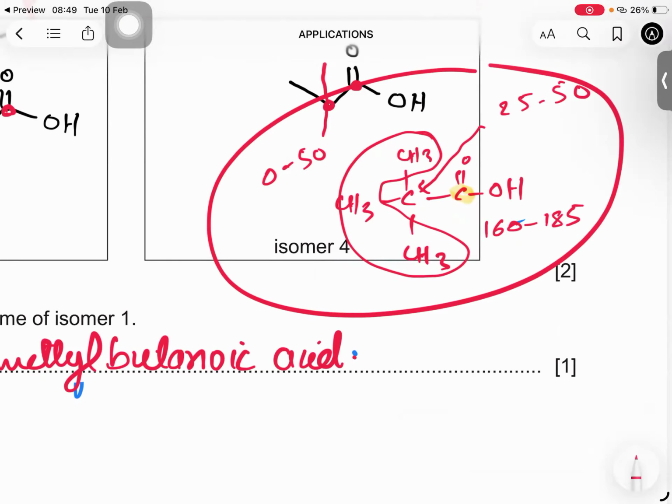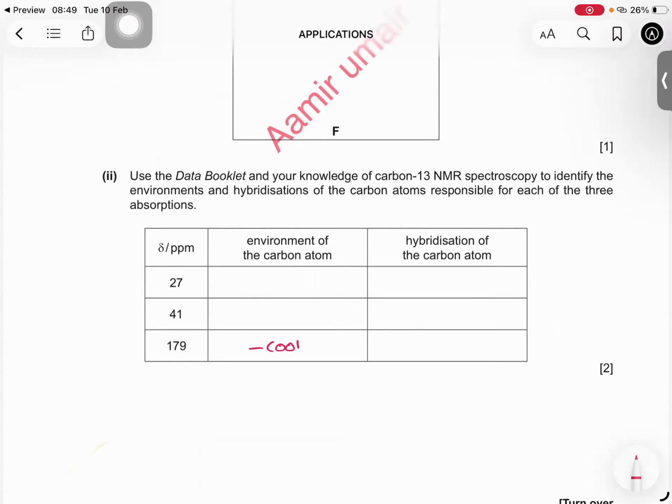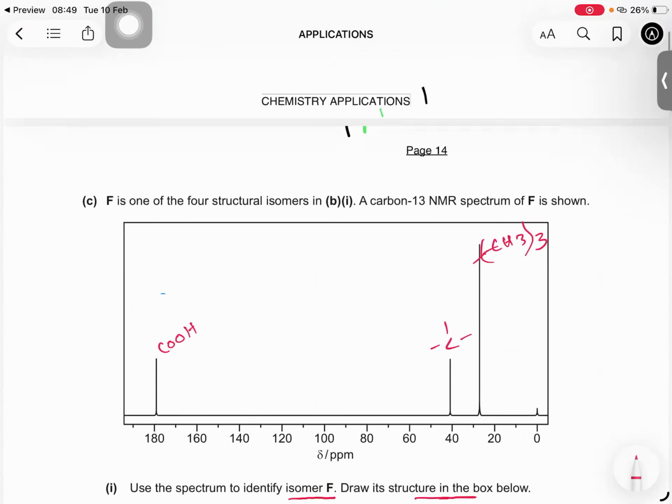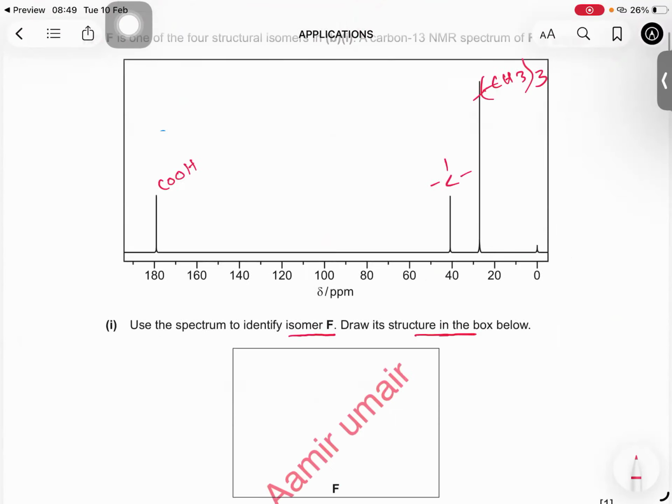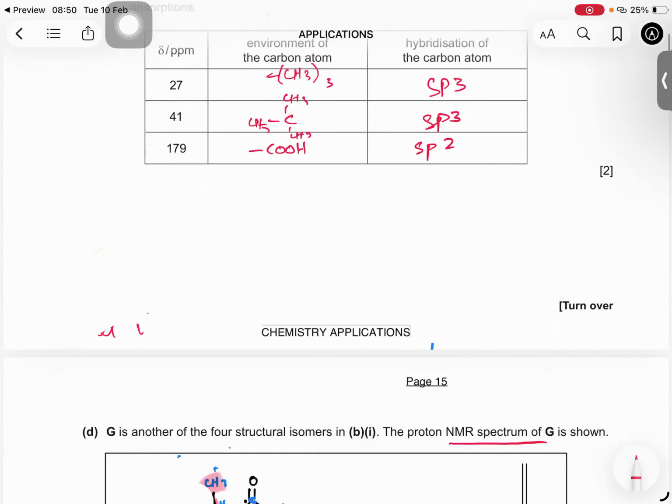तो 160 to 185 is because of COOH. This is the environment of carbon is COOH, and hybridization is sp2. Okay, 41 वाला जो है, 41 is the carbon that is sp3 hybrid. That's the carbon with having CH3 all around. And what is the hybridization? sp3. उसी table पे back पे there is hybridization written. Okay, you just have to copy. Or last one is 3 CH3s. And what is the hybridization of this carbon? sp3 again. Whenever the carbon is single bonded, it is always sp3.